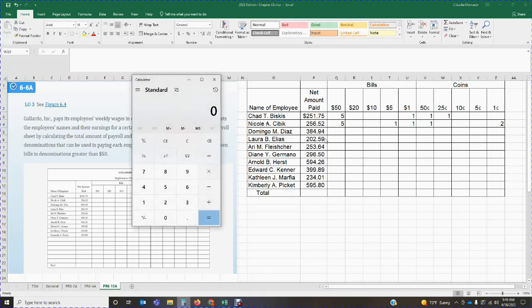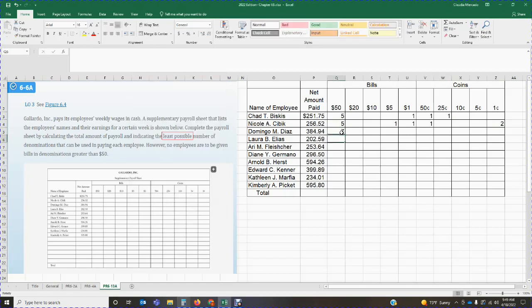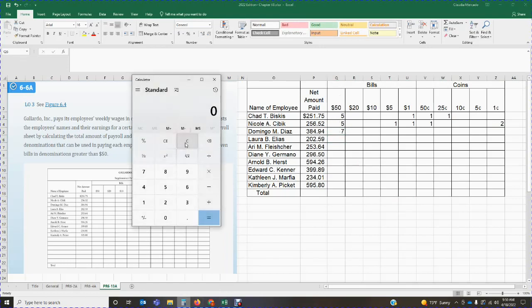Okay, the next one, 384.94. So let's get the 384.94. I'm going to divide by 50. That means I need 7 bills of 50. Okay, 7 $50 bills. So if I get 7 $50 bills, how much is that? That's 350. 350 minus 384.94.